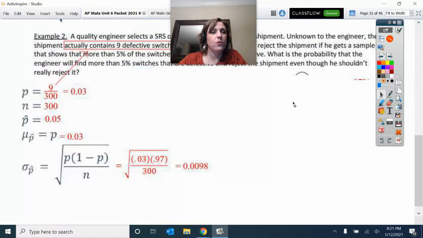Okay, so we know that because the population has 3% defective, all the samples that the engineer will take, all the p-hats that he takes, should be centered around 3%. Well, but then let's find the variability, the standard deviation, 0.0098. So it's pretty small. Okay, so let's see what that looks like here.